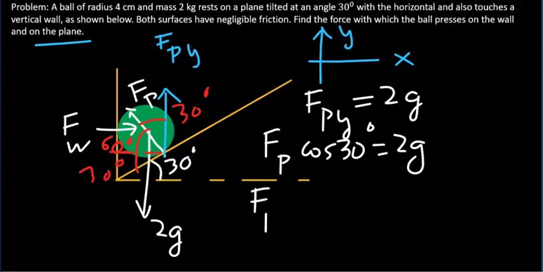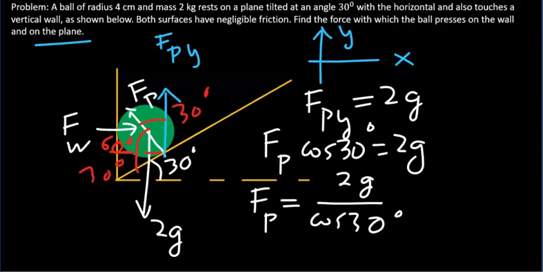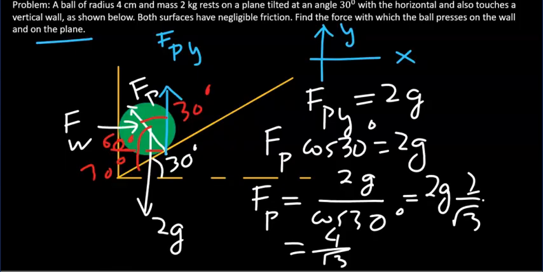From that, Fp can be immediately calculated. It is 2g over cosine 30 degrees. Now cosine 30 degrees is square root 3 over 2. So that means Fp is 2g times 2 over square root 3, or quite simply 4 over square root 3 times the gravitational acceleration. And that is the first force, namely the force with which the ball presses on the plane.